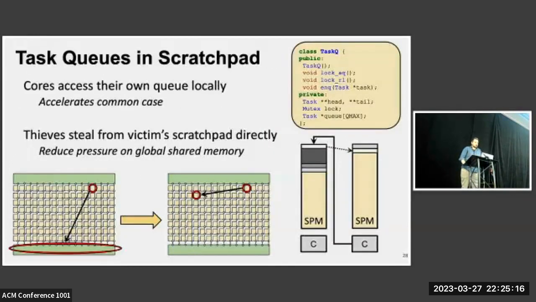Another thing we looked at was putting the task queues in Scratchpad. This is helpful because in the common case with these parallel runtimes, cores are actually only accessing their own deck. So putting it in Scratchpad, making the latency 2 cycles instead of 50 to 300, accelerates the common case. Additionally, thieves are now able to steal from the victim Scratchpad directly, which reduces pressure on the global shared memory system.